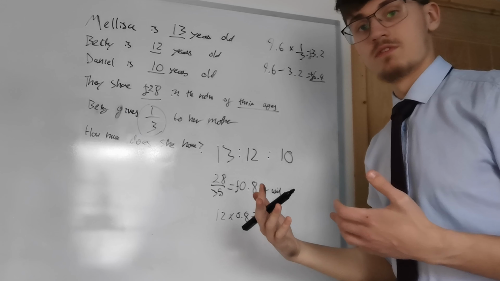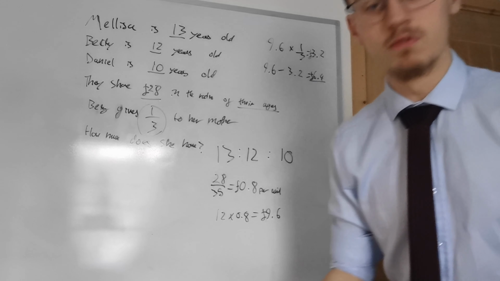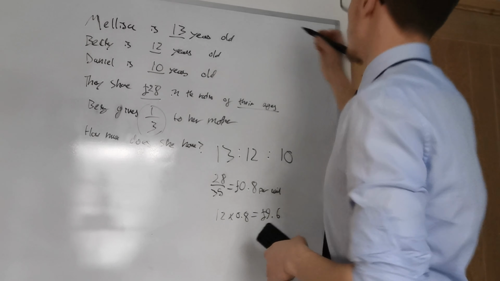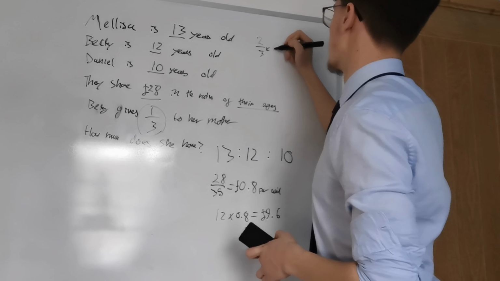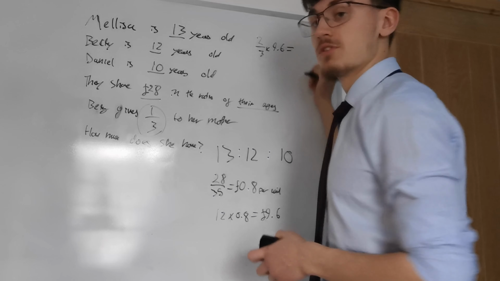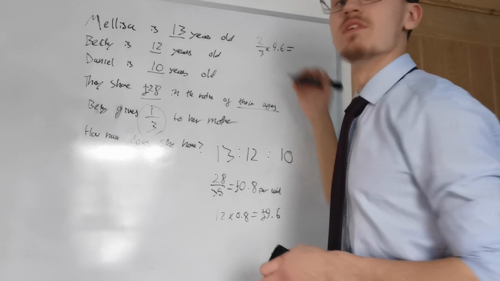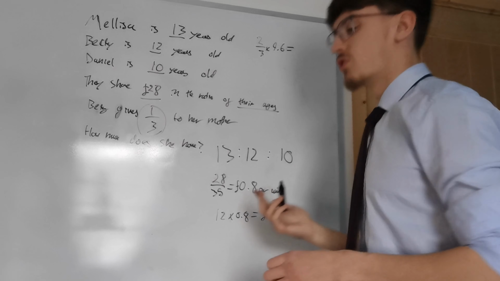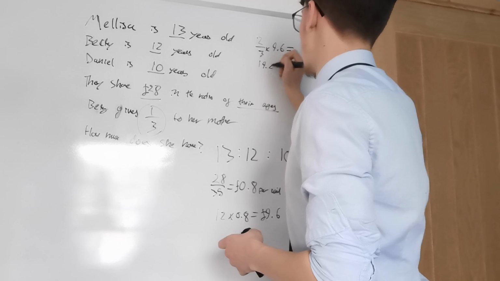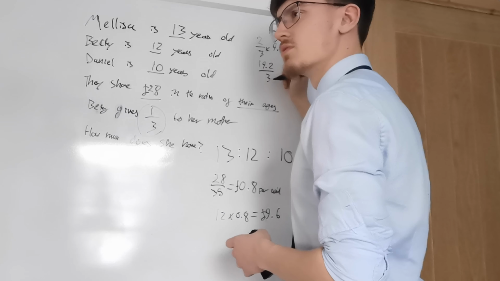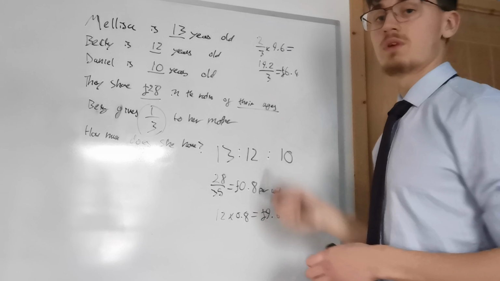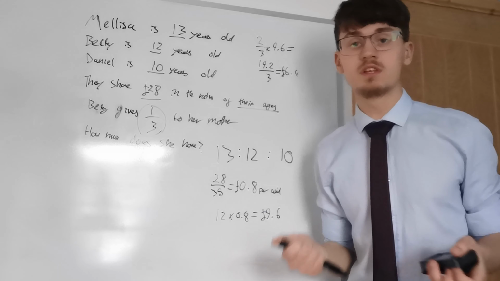Next, we can do our next method, which is by just timesing it by 2/3. So if I just rub this out, 2/3 times 9.6 is equal to, right, so the first step, we need to multiply it by 2 and then divide it by 3. So 9.6 times 2 is 19.2. So 19.2 divided by 3, which is equal to 6.4 pounds. So pretty much the exact same, different method gives you the exact same answer.